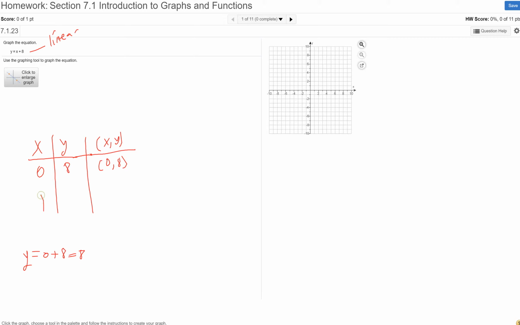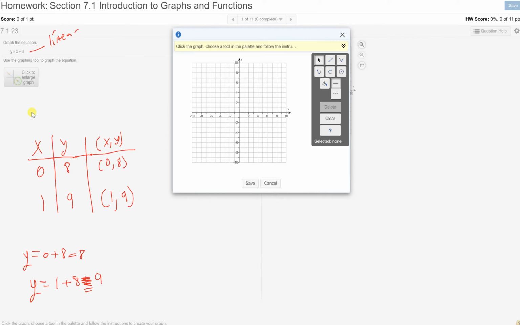What if x was 1? So we're going to say, okay, if x is 1, we're going to replace x with 1. 1 plus 8 is obviously 9. Oops, this is an equal sign. Equals 9. So when x is 1, y is 9. Boom, you got your second point. And you don't need any more points than that. That's all you need, is 2 points. So now we're able to graph this.